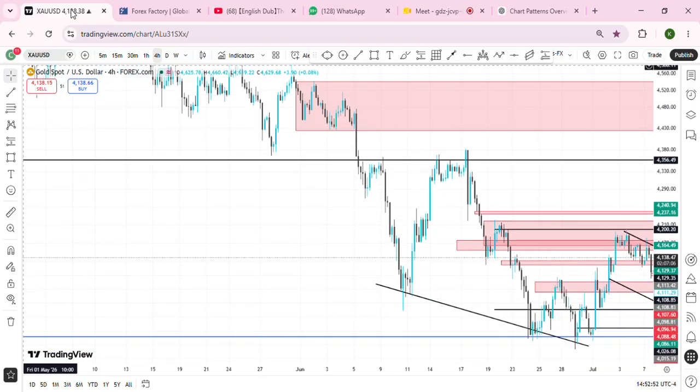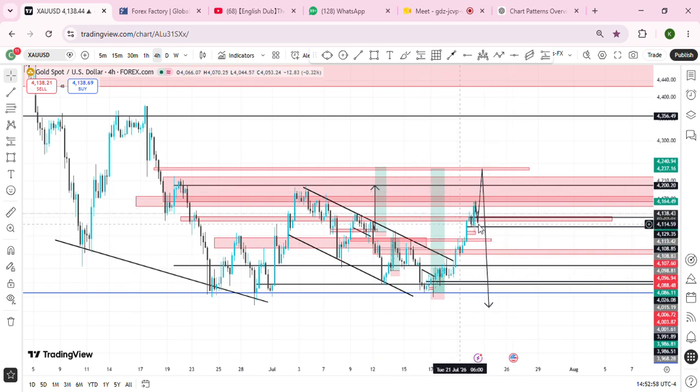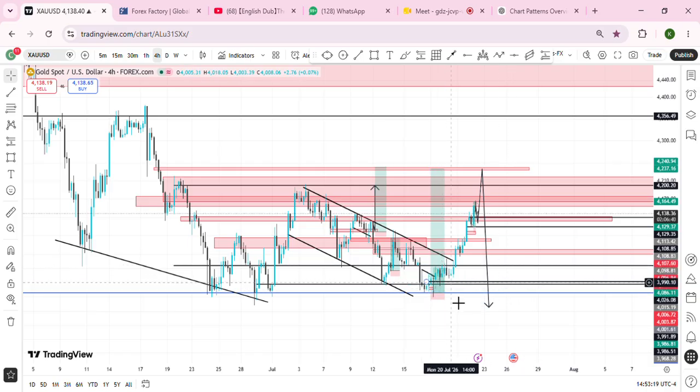XAUUSD. You can see we have been having this buy trade for quite some time. We have been having this since last week, somewhere there, and the market has respected it and played out well. So I expect this market to drop.